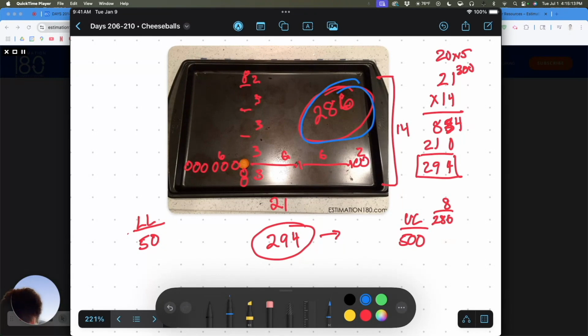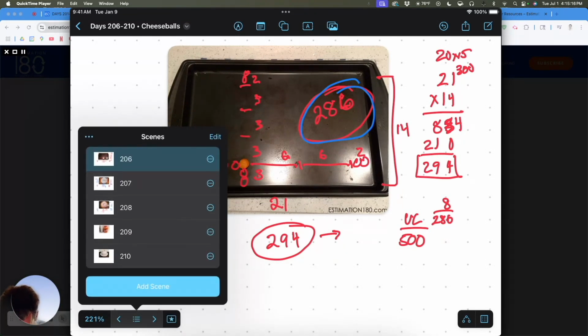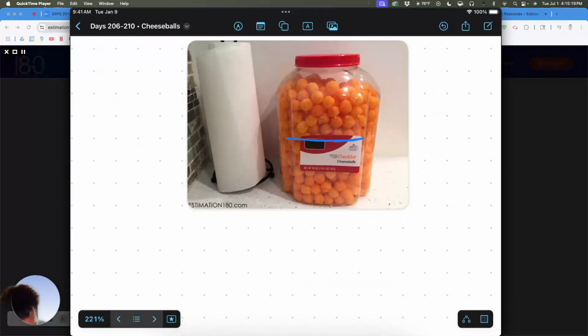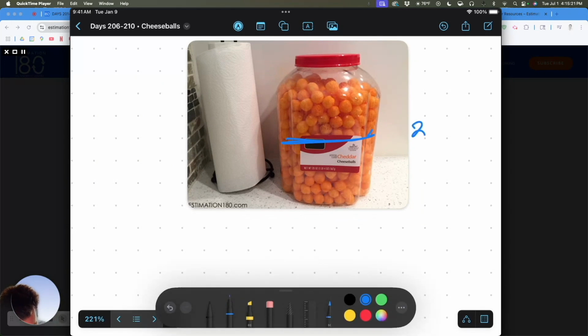And there was still a lot left. Why don't we just double it? That seems fair. Maybe 286 is half of that container. I think for time purposes, I'm just going to do that.